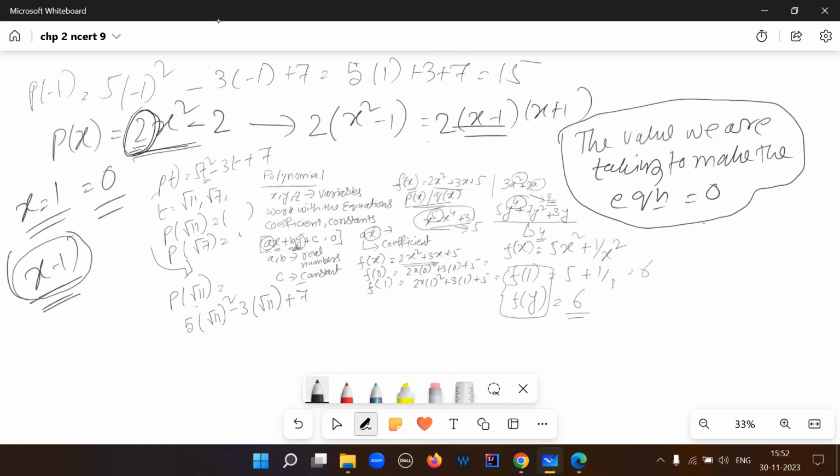Previously I elaborated for you that 2 is a real number. It is a coefficient. Of which variable? The x variable. Okay.